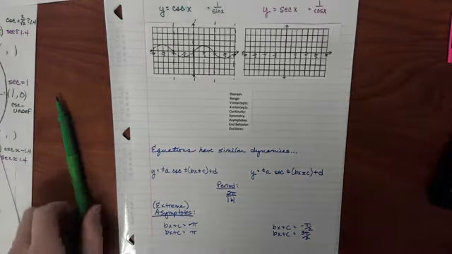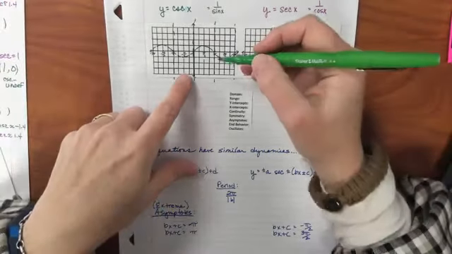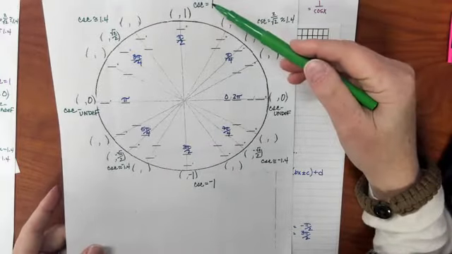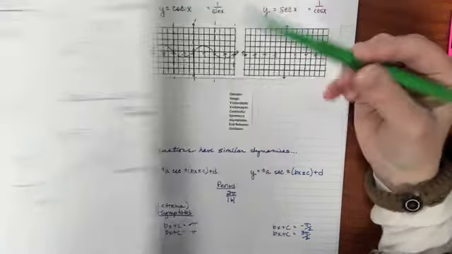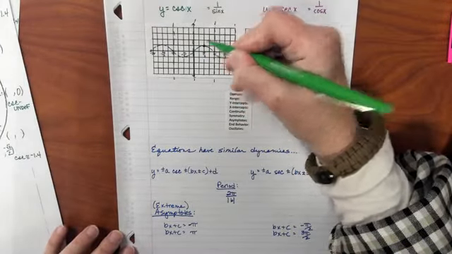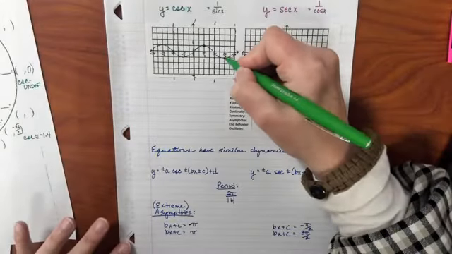Welcome back to part 2. We're going to pick up right here where we left off with cosecant. Now, if you remember from the unit circle, we discovered that cosecant is 1 at pi over 2. So at pi over 2, it's at 1. At 3 pi over 2, it was negative 1.